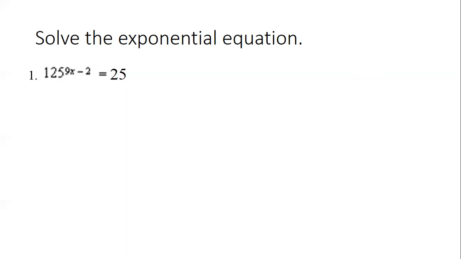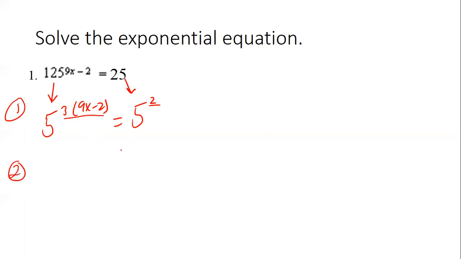All right, so let's check and see how you did. So 125, what did that factor down to be? 5 to the 3rd, good. And that gives you 9x minus 2 equals, what did 25 factor down to be? 5 squared. Right? So now you have the same base. So step 2 is you're taking your exponents and setting them equal to each other. So you have 3 times 9x minus 2 equals 2.